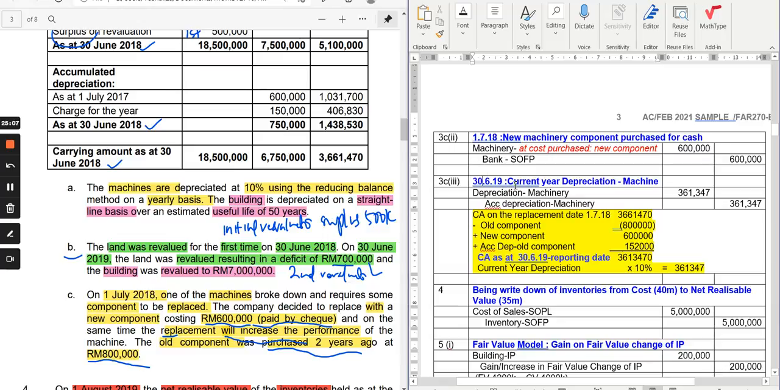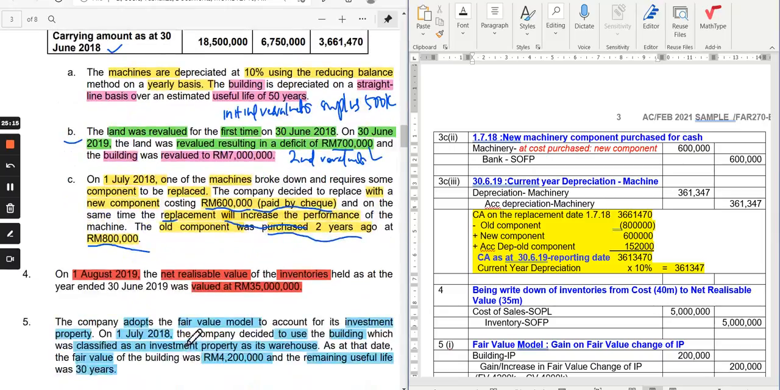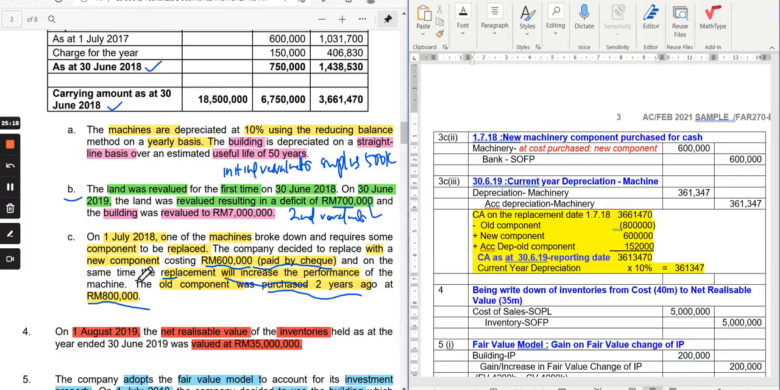So the next item is to calculate the current year depreciation after the component has been replaced. Meaning, what is the carrying amount at the end of the current year, 30th of June 2019. So your duty is to make use of what you have learned in MFRS 116 in the first 2 weeks, where you need to find the carrying amount as at 30th of June 19. I've shown you the working here. You can check them. First, find the carrying amount on the replacement date, which is 3,661,470. Replacement date is 1st of July.